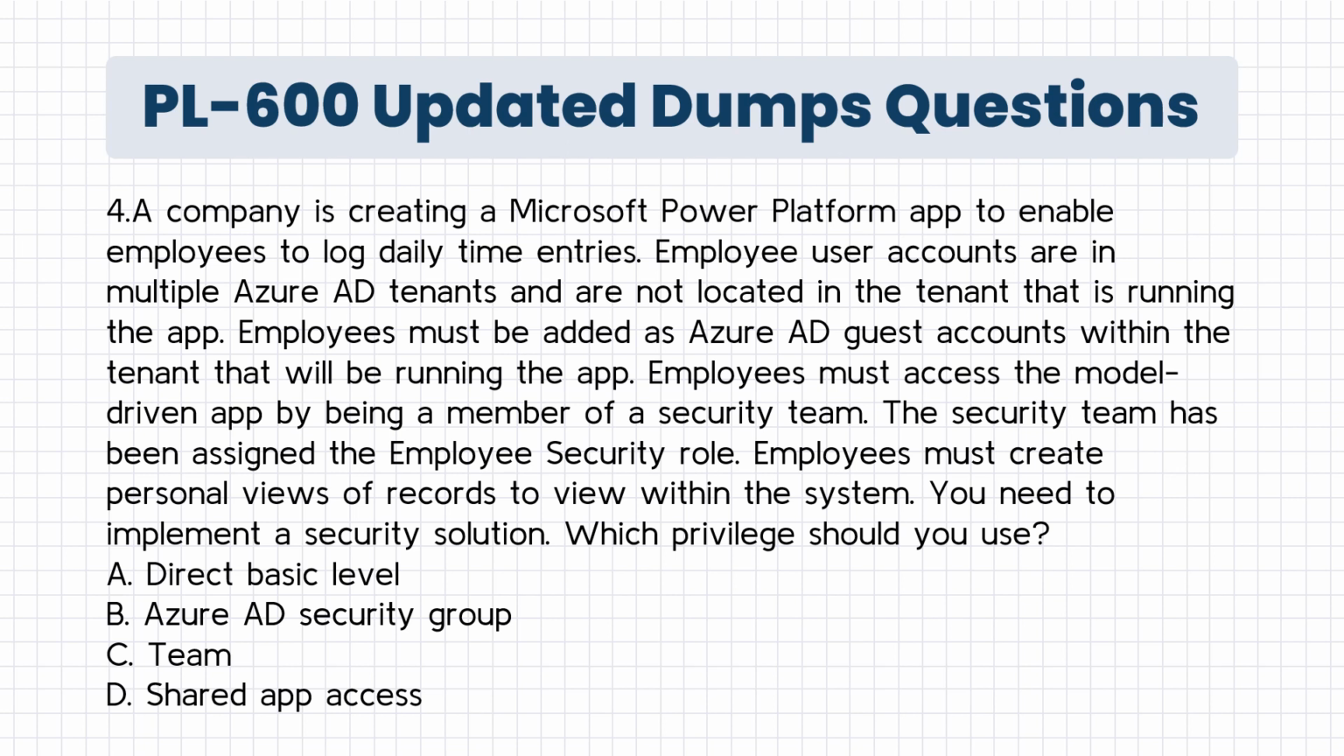You need to implement a security solution. Which privilege should you use? A. Direct Basic Level. B. Azure AD Security Group. C. Team. D. Shared App Access.